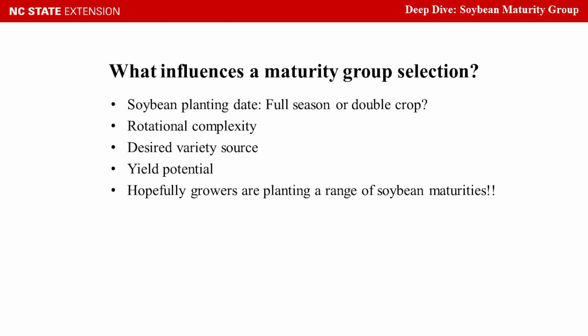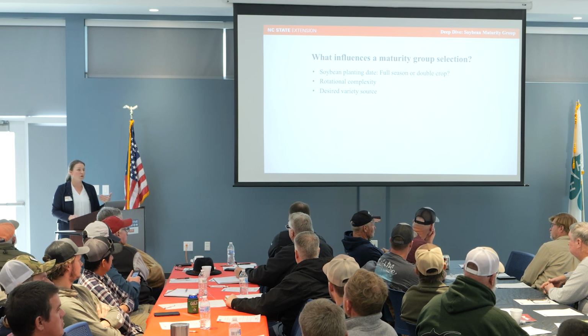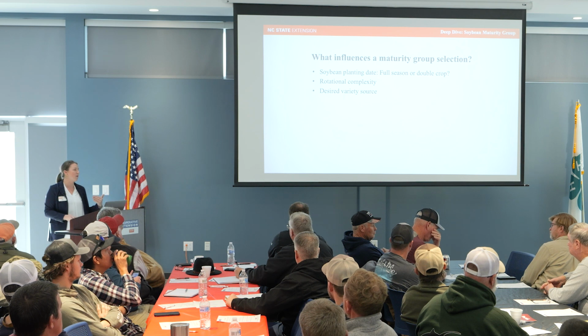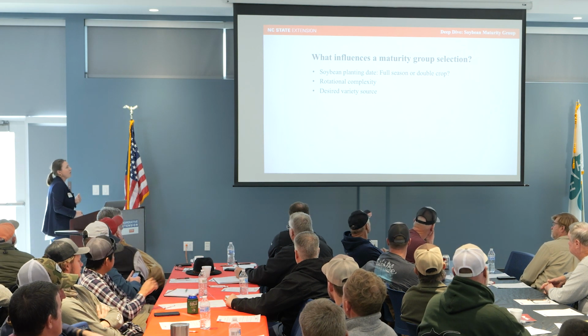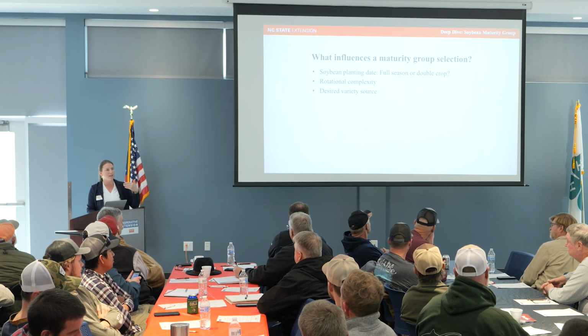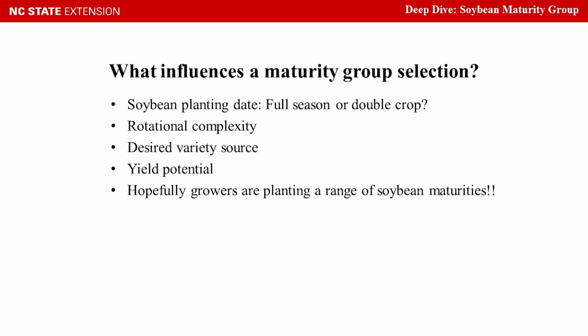I just list that. Does anybody grow organic beans in here? Or just sell conventional beans to Smithfield, for example? Anyways, depending on what your variety source is and what your end use is, it can narrow down what maturity groups you might use. Yield potential is a big one. I think that's a big reason we've seen a shift to earlier maturing varieties in North Carolina.